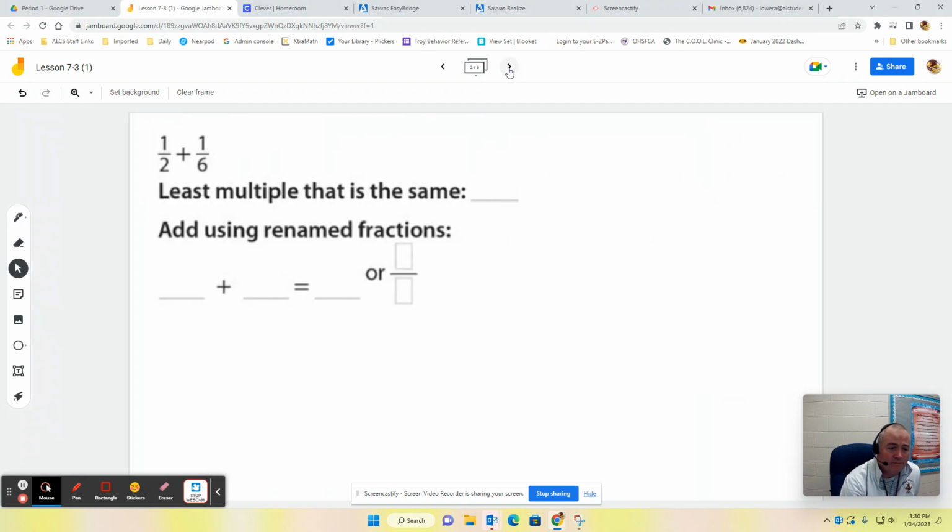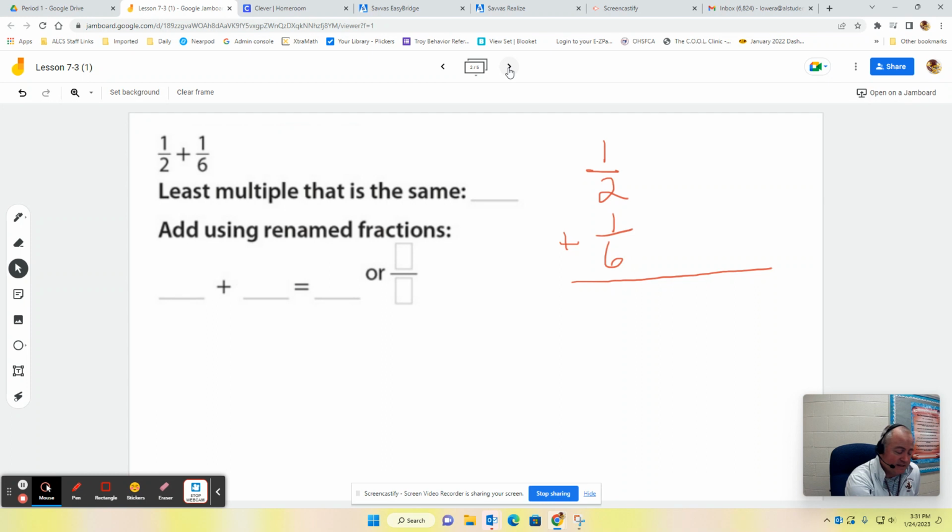We've got 1/2 plus 1/6. First thing I need to do is write that down in my notebook. I'm just going to go ahead and stack them right away. 1/2 plus 1/6, and I make a nice long equal sign. Your notebook should look just like mine. When we do that, we need to figure out what our common denominator is.